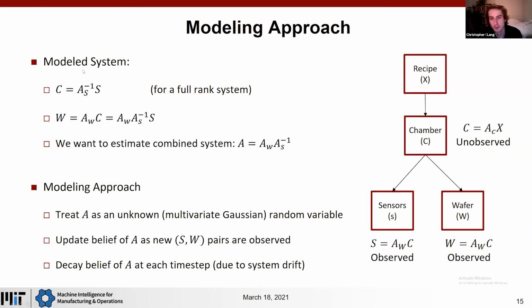So just a quick reminder, the system that we're trying to model here is AW times AS inverse. And what I ended up doing was treating A as an unknown multivariate Gaussian random variable, and then updating the belief of A as new sensor and wafer pairs come in. And then at each time when we think the system is drifting, decaying or drifting the belief of A at each time step.